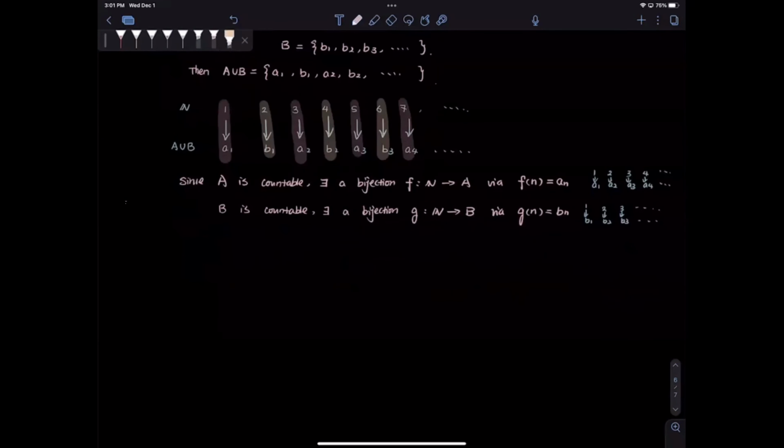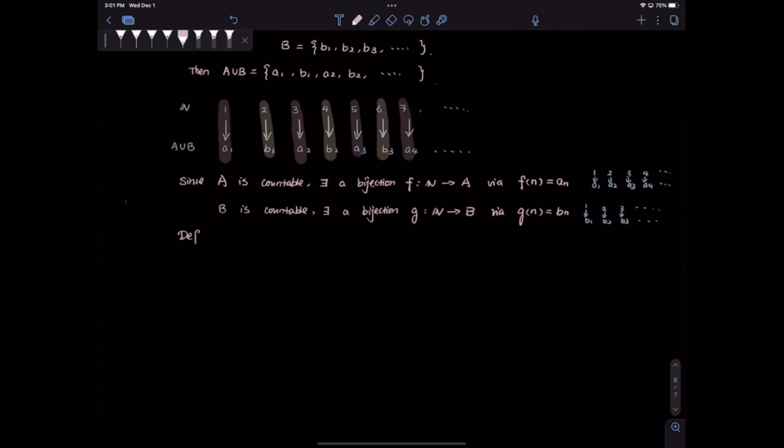So let's define a mapping from natural number to A union B. And how do we map it? H of x equals to something when x is, let's say, odd. So what is the function I need? I want 1 to A1, 3 to A2, 5 to A3. What is the function?